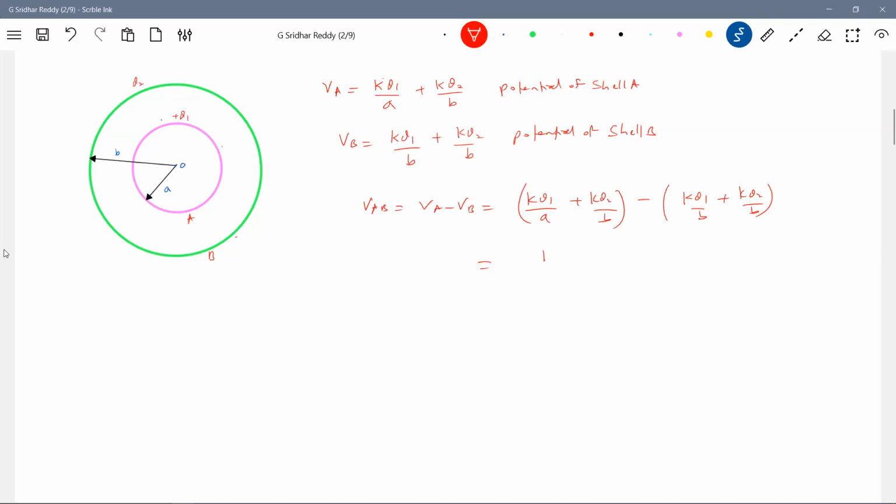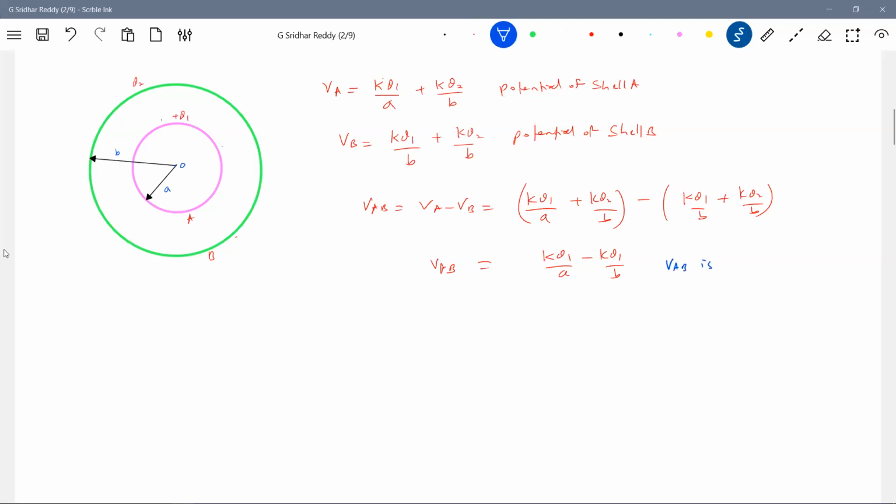KQ2B get cancelled. So we'll get KQ1A minus KQ1B. Look at now. So what will happen to the charge on this shell will not determine potential difference. If I add or if I remove some charge on shell B, what will happen to the potential difference? Independent. So what is the conclusion?